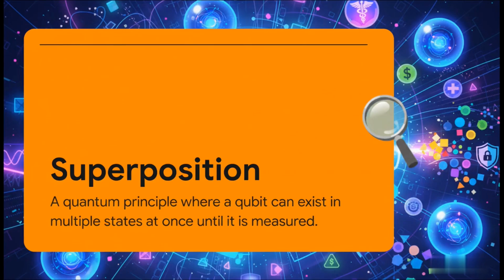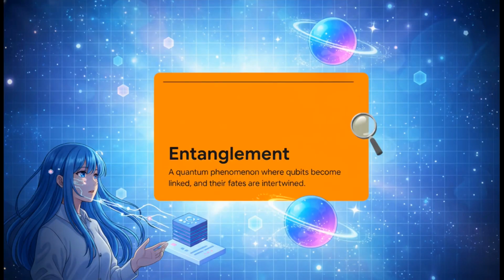So first up, we have superposition. The best way to get your head around it is to picture a spinning coin. While it's spinning, it's not heads and it's not tails. It's kind of both at the same time. Well, a quantum bit or a qubit does the exact same thing. It can be a 0, a 1, or a rich blend of both, all at once, holding this huge landscape of possibilities.